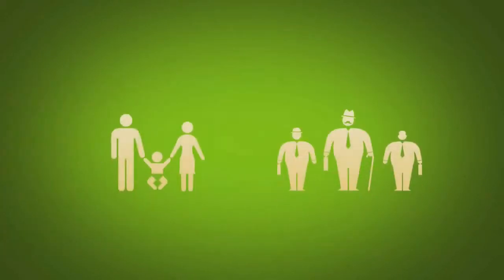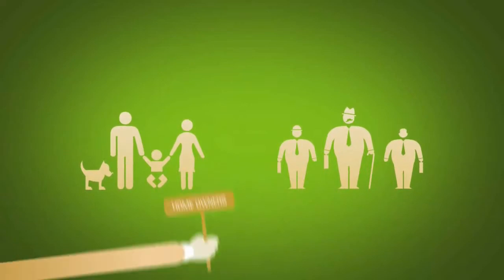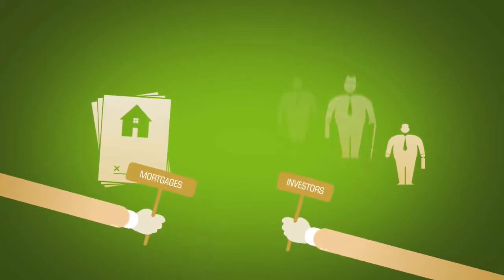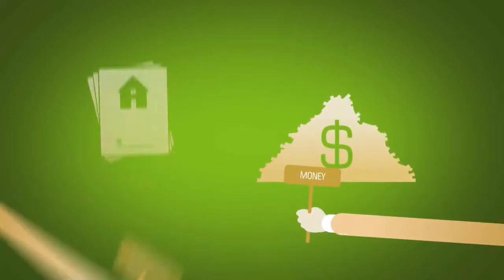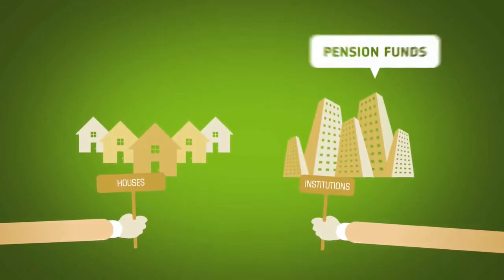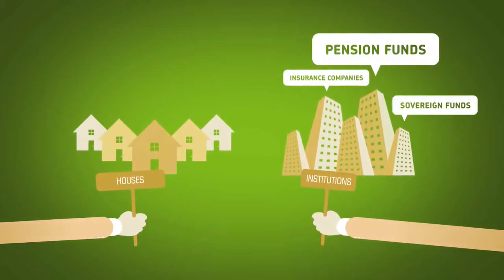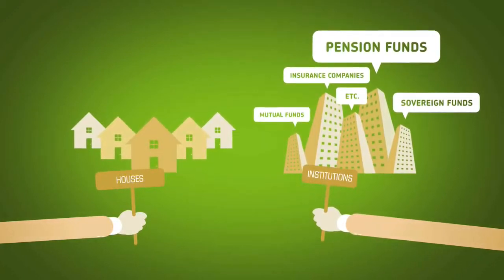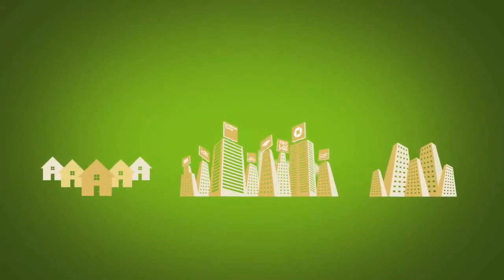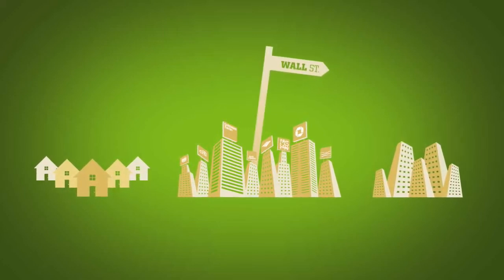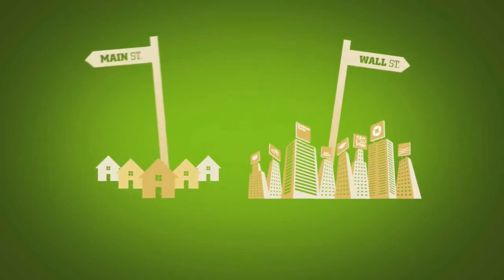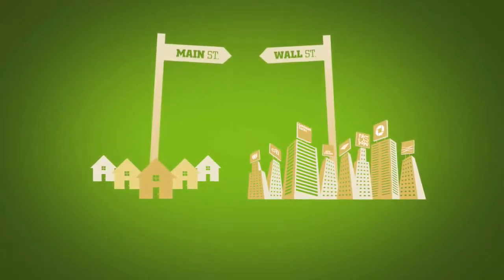How did it happen? Here's how. The credit crisis brings two groups of people together, homeowners and investors. Homeowners represent their mortgages, and investors represent their money. These mortgages represent houses, and this money represents large institutions like pension funds, insurance companies, sovereign funds, mutual funds, etc. These groups are brought together through the financial system, a bunch of banks and brokers commonly known as Wall Street. While it may not seem like it, these banks on Wall Street are closely connected to these houses on Main Street. To understand how, let's start at the beginning.